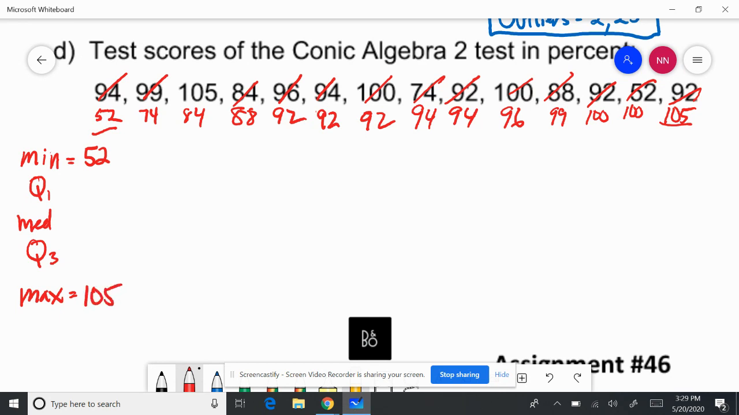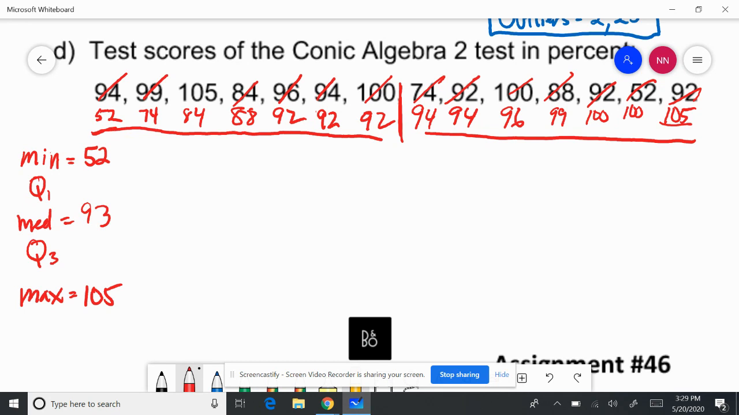We're going to count how many numbers there are. 1, 2, 3, 4, 5, 6, 7, 8, 9, 10, 11, 12, 13, 14. So that means that there are 7 on the left side and 7 on the right. So we're going to look for a number in between 92 and 94, which would be 93. That's our median. Then we're going to look at our numbers on the left-hand side. We see that 88 would be our Q1, and our numbers on the right-hand side, we see that it's 99.